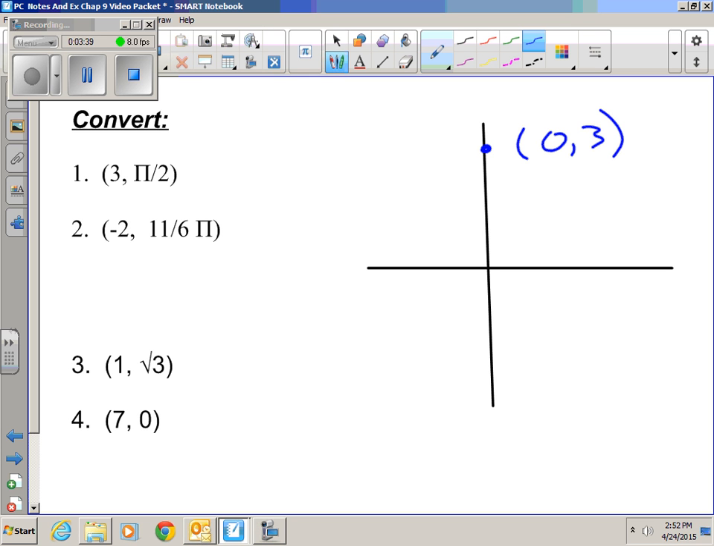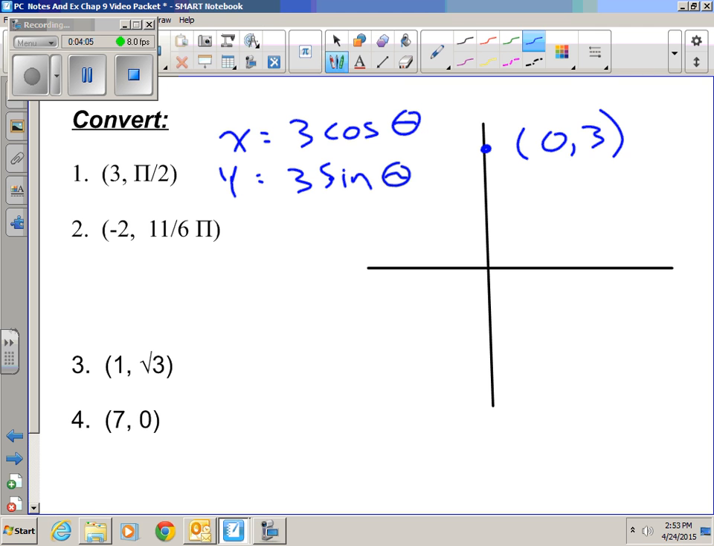Okay, we can find that by also saying x is equal to 3 cosine theta. Well, cosine of 90 is 0, and y is equal to 3 sine theta. And of course, sine of pi over 2, 90, is 1, so y equals 3.